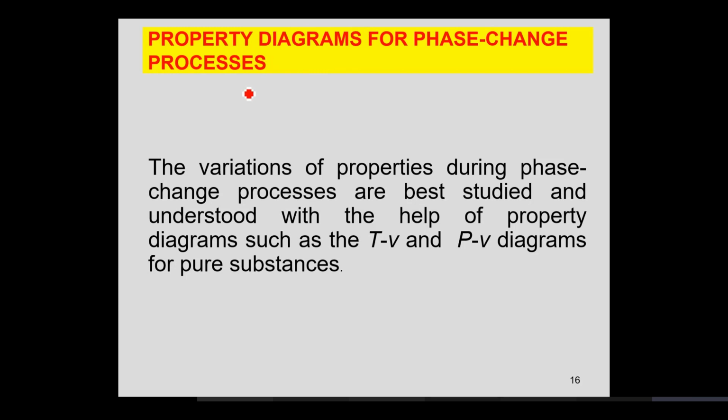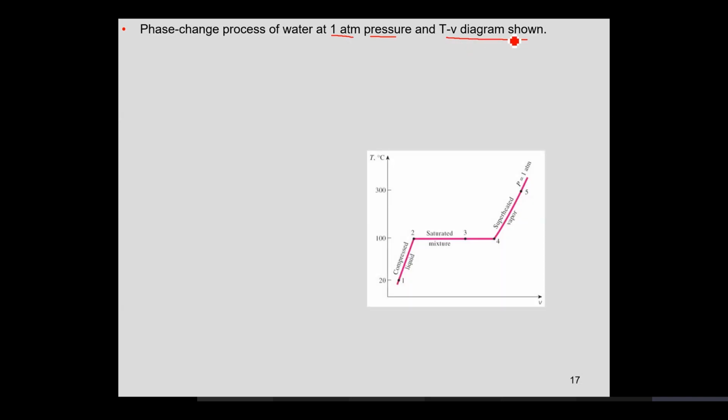So we'll first try to develop a complete TV diagram for a pure substance, which is water, based on what we have understood so far. The phase change process of water at 1 atmospheric pressure represented on a TV diagram is shown as below. This is the diagram. Now this is the compressed liquid region, saturated mixture region, and superheated vapor region. But all of this is being done at constant pressure, which is 1 atmospheric.